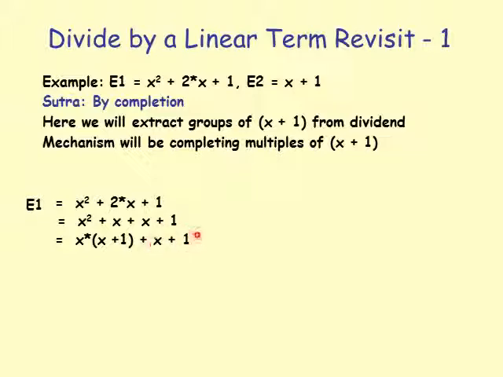So when I take one more group of x plus 1 out from here, the remainder is 0. That means that I have x plus 1 groups of x plus 1. So when I divide E1 by E2, there are x plus 1 groups of the divisor. Okay, so the answer is x plus 1, and the remainder is 0. I didn't show the remainder, but 0 is the remainder.